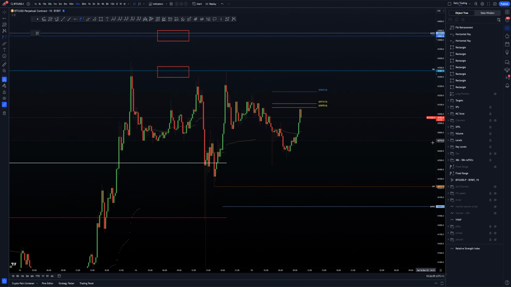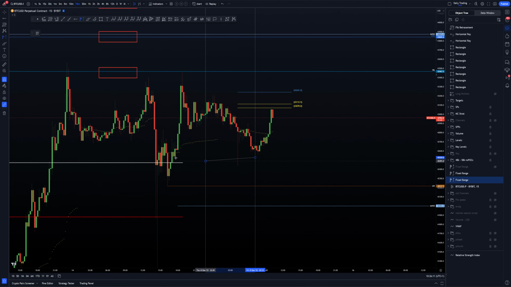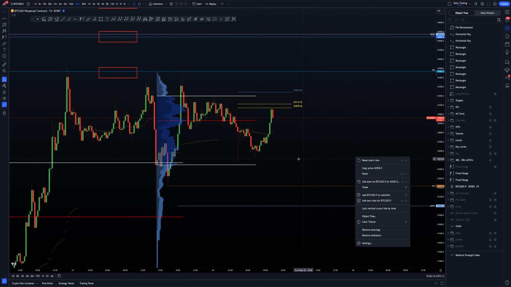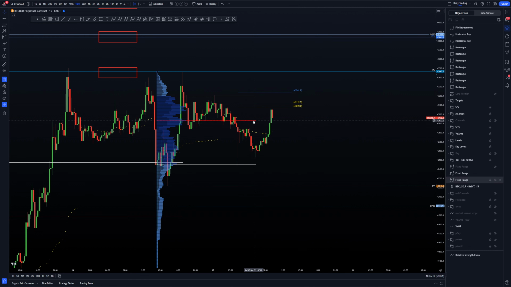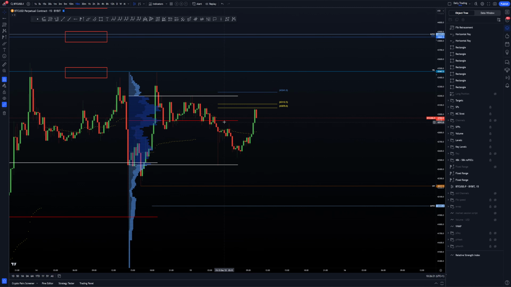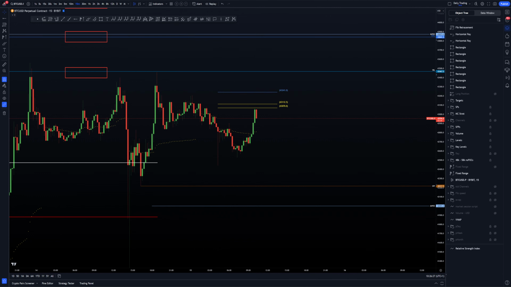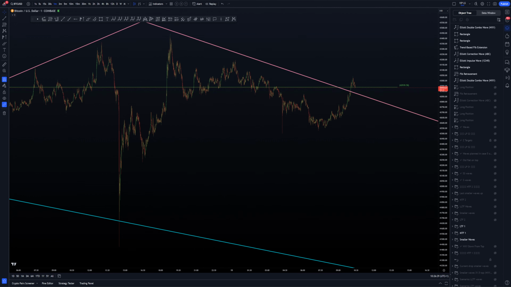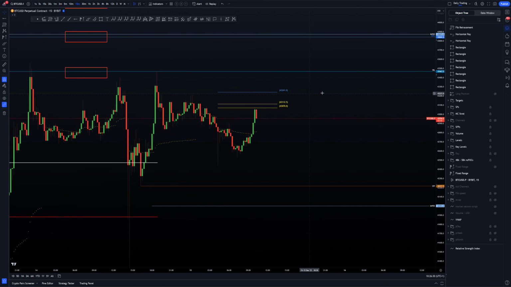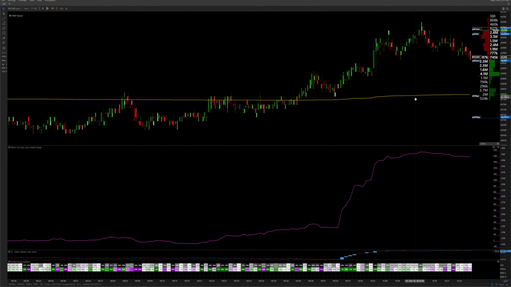So yeah, I would like to break the single print first, and if this is broken, yes, this is a short trade. Because otherwise it can be just a simple flip to support, so that's a bit of a problem.